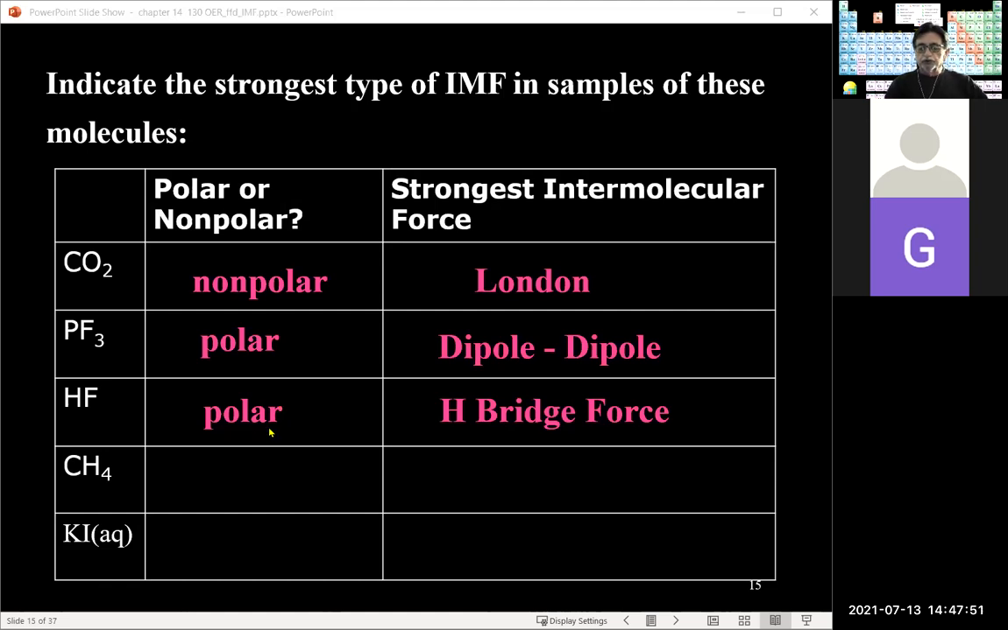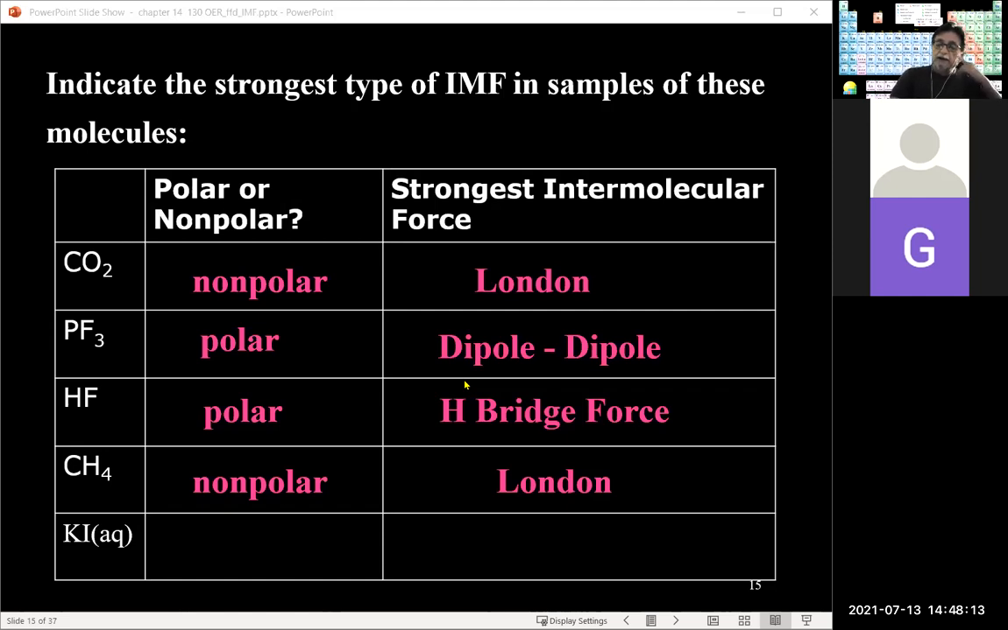Okay, CH3. Recognize that we have nothing but carbon and hydrogen. Automatically, we don't have to go any further. We know that is a nonpolar species, which again tells us automatically it's a London force. It's the only force they have.